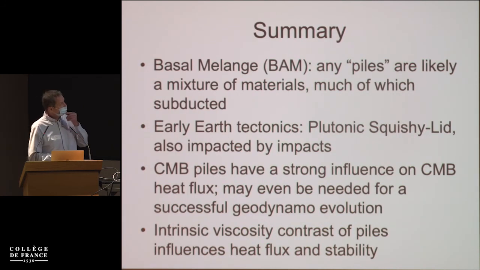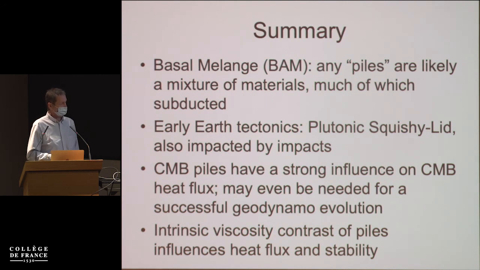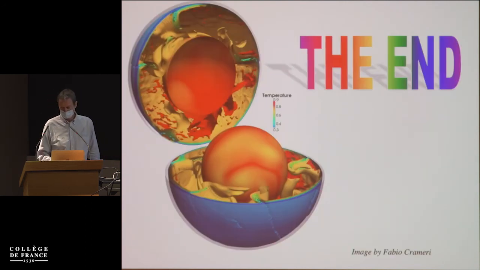So just to summarize, at the bottom of the mantle, any piles are likely to be a mixture of materials, not a single thing. For the early Earth, we think something like this plutonic squishy lid dynamics, also impacted by impacts. Piles of dense material at the CMB have a strong influence on CMB heat flux and may even be needed to explain the evolution of the geodynamo, and the actual viscosity of these piles does influence the heat flux and their stability.